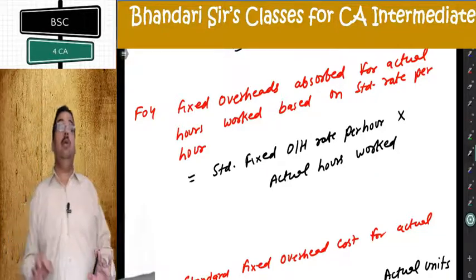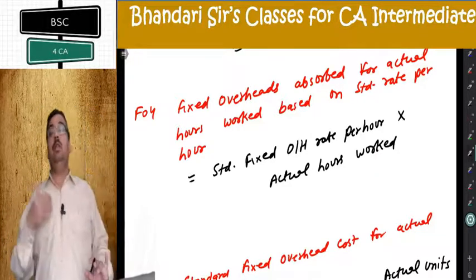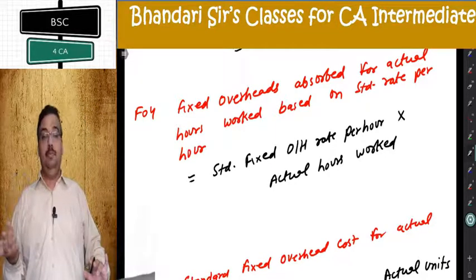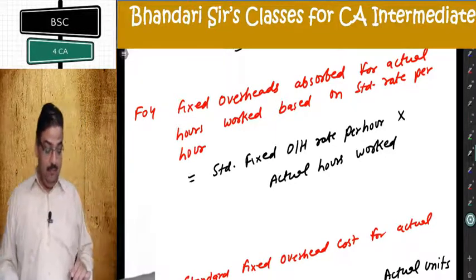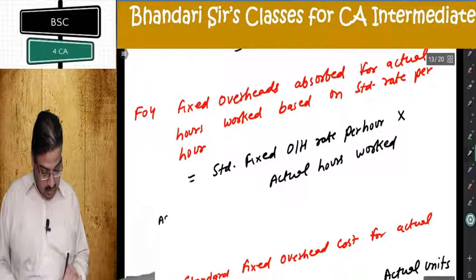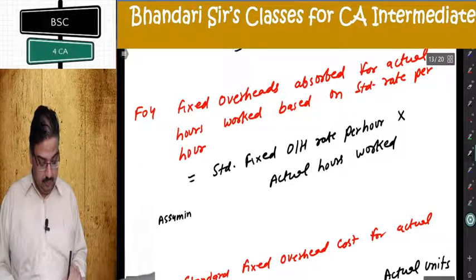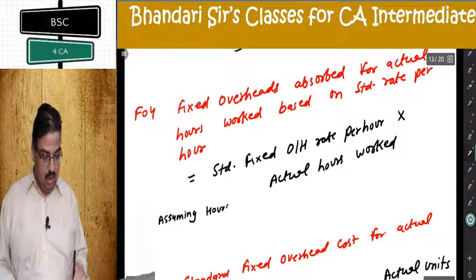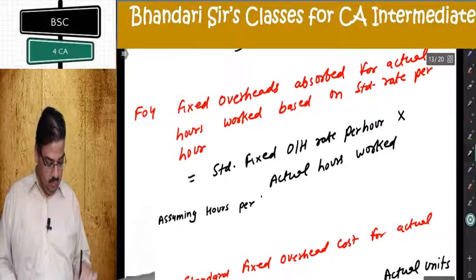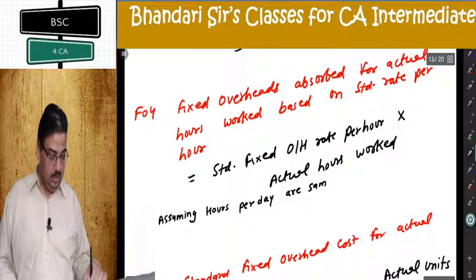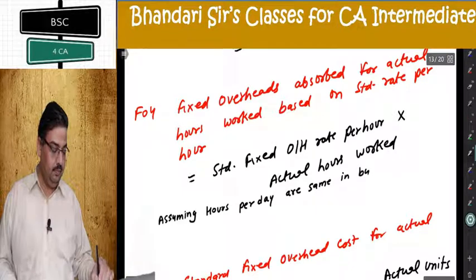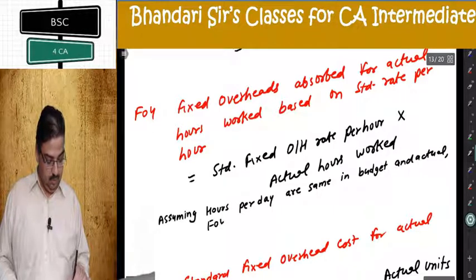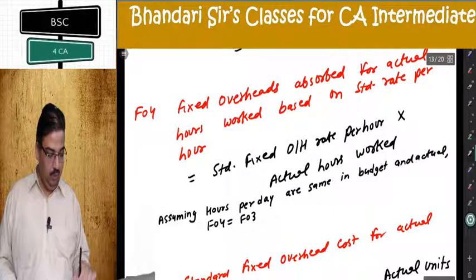So when a particular step is not applicable, you pick the value of the earlier step. I can certainly write in the exam, assuming hours per day are same in budget and actual, FO4 equal FO3 equal rupees 4,60,000.